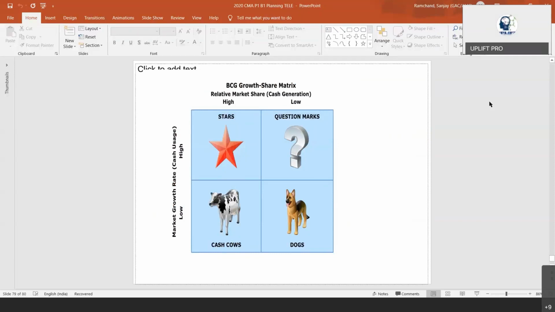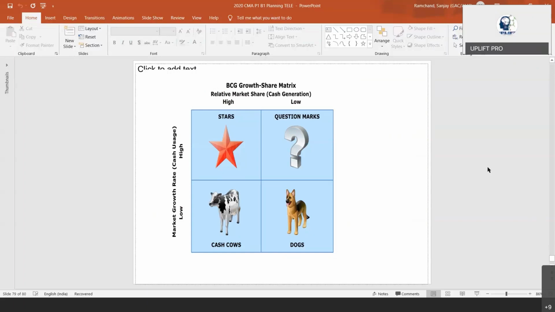Then you go to the cow. Cow is where you're generating a lot of cash, and you can use that cash to deploy it in different places. You can deploy it in other products, but the market has stagnated now. Now there's no more market growth. It is stagnated. So you are in a very good position in the market, and your product is well accepted in the market. It is successful.